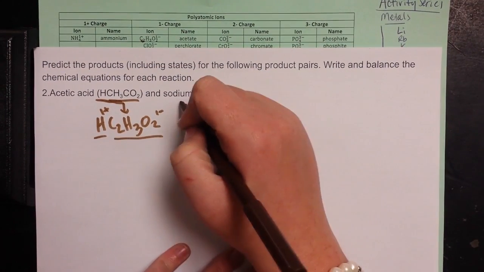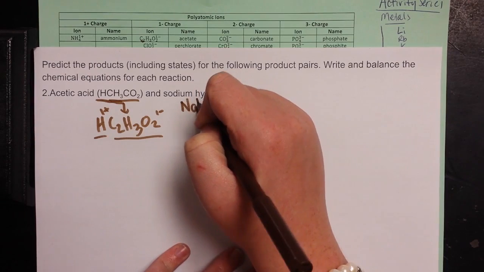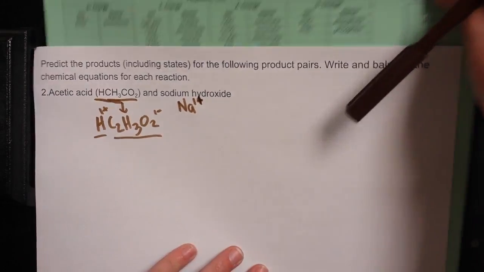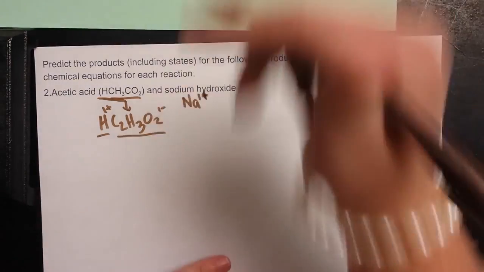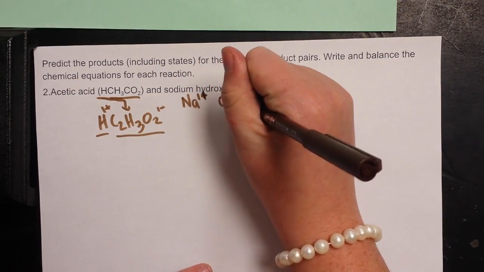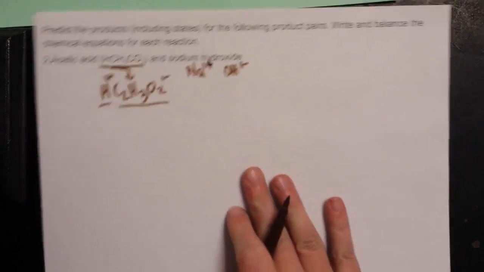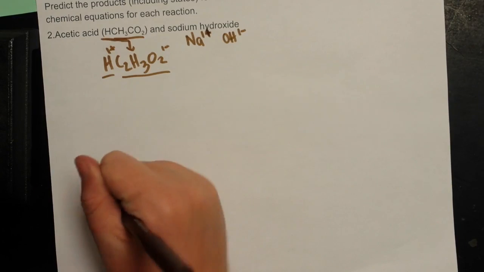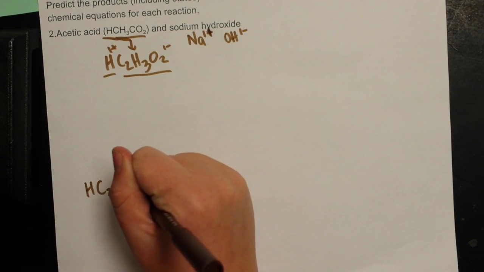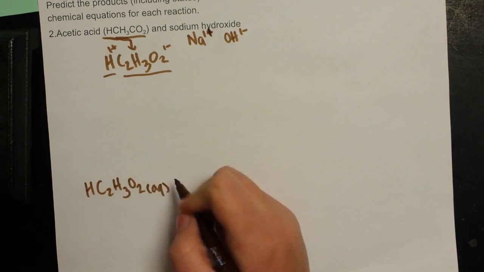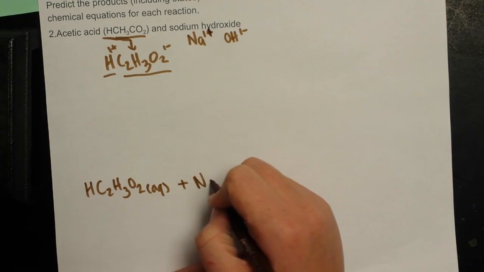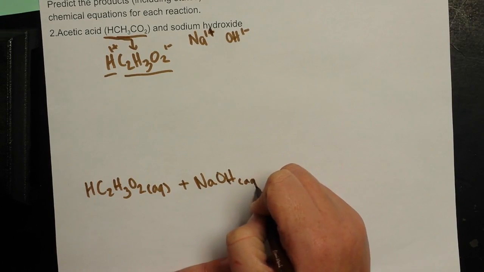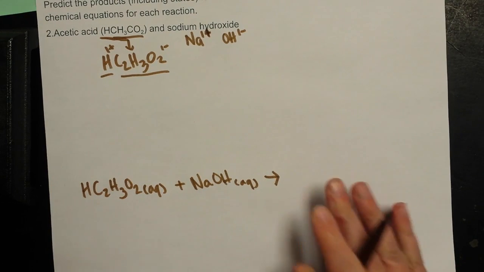Okay, we also have sodium hydroxide. We know sodium has a 1 plus charge because it's in group 1, and hydroxide, well, as an ion, hydroxide is one of our polyatomics. It is OH with a 1 negative. So we should have HC2H3O2 aqueous plus NaOH aqueous, and we want to see what it forms.